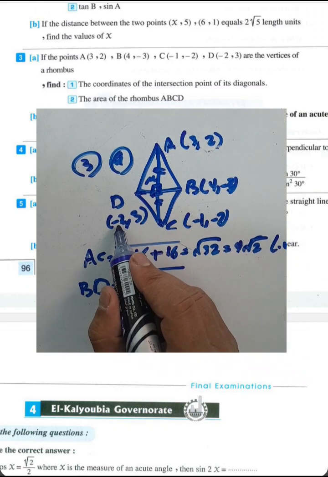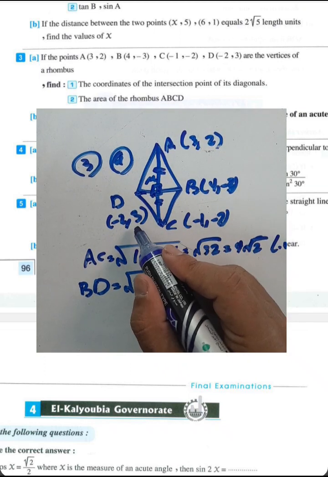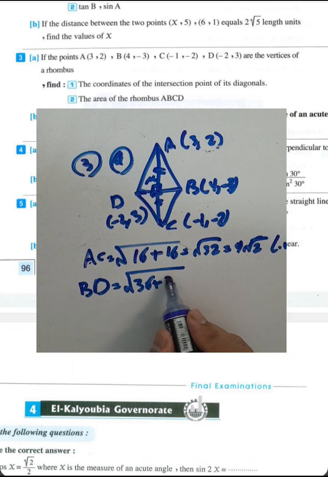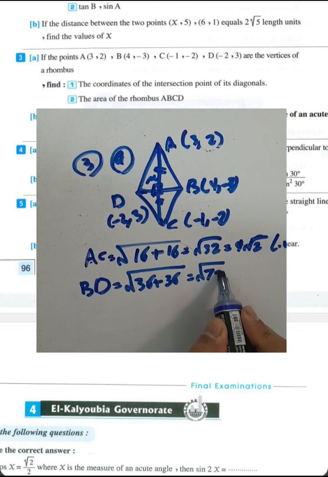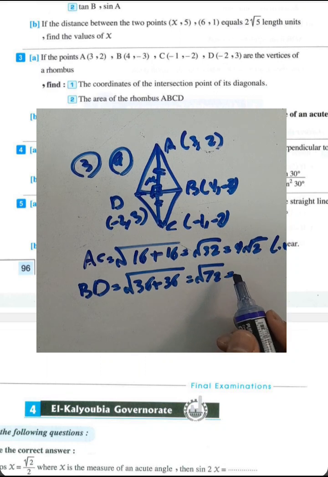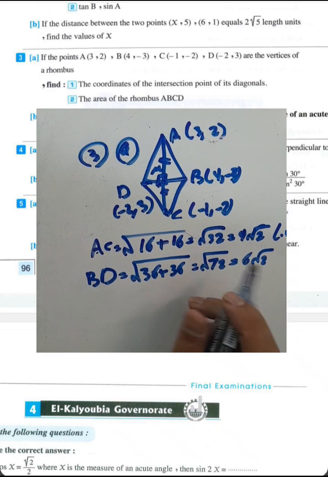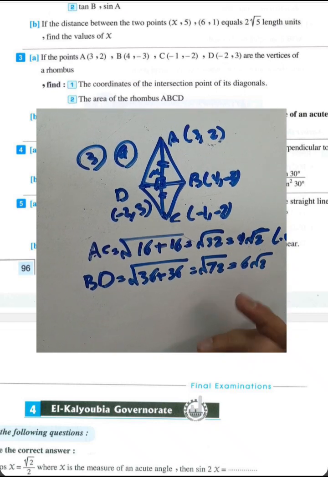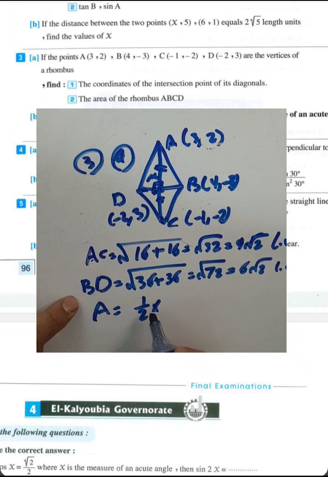And BD, 4 minus 2, it will be 6. 6 power 2, 36. Negative 3 minus 3, negative 6 power 2, 36. The result will be square root of 72. Square root of 72 will be 6 root 2, because 36 times 2, write 6 outside and 2 inside, so the length unit.